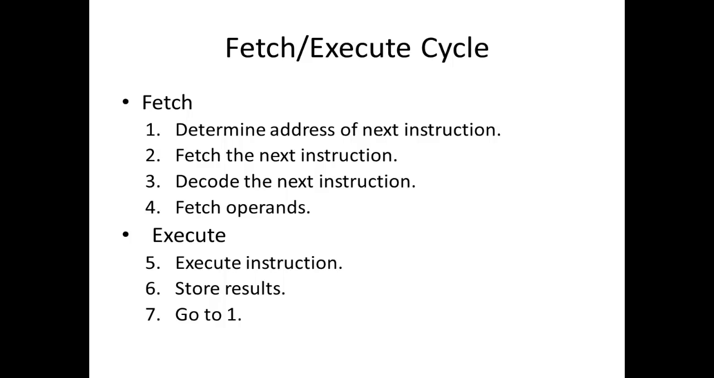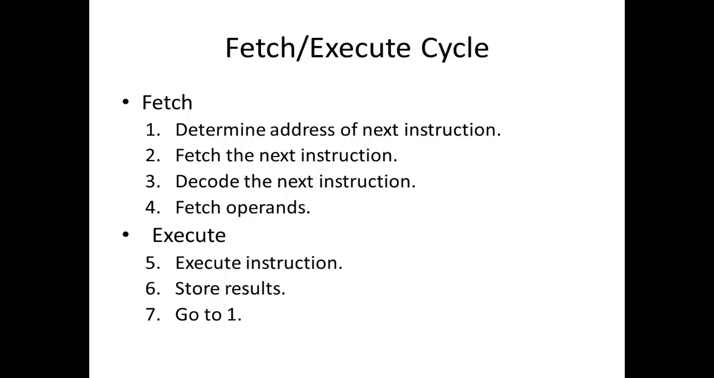Let's break down the fetch phase. First, it figures out what instruction to execute. Then, it fetches it from memory. Remember, the instruction is just a bunch of bits. So next, the control unit has to decode the bits and figure out what the instruction is, what operation needs to be done. Then it might need to fetch input operands from memory.